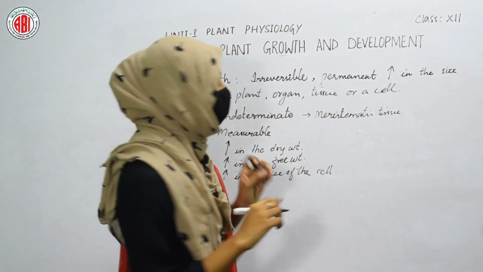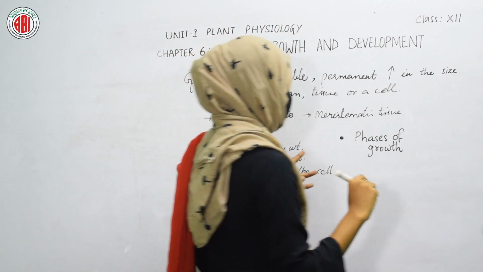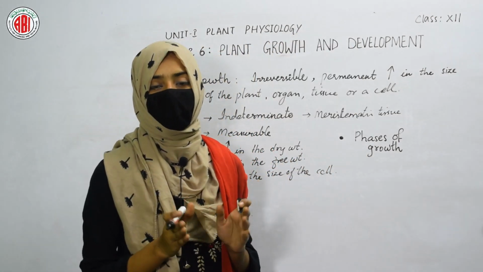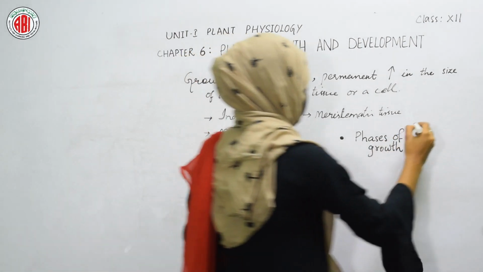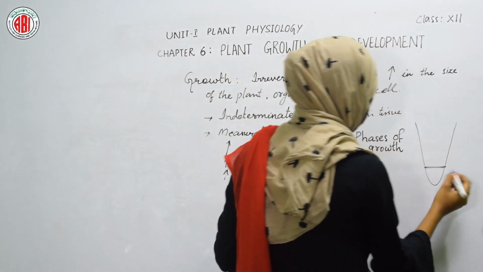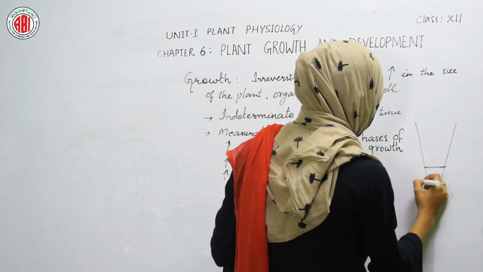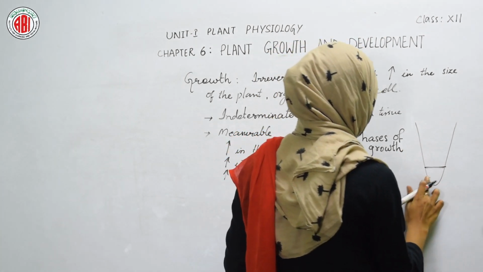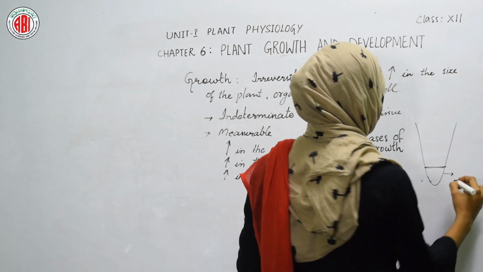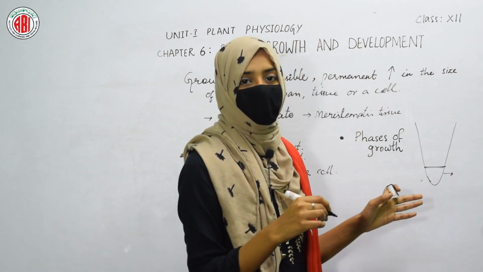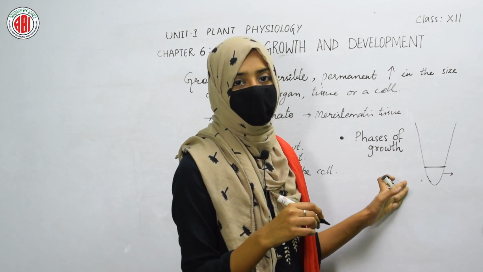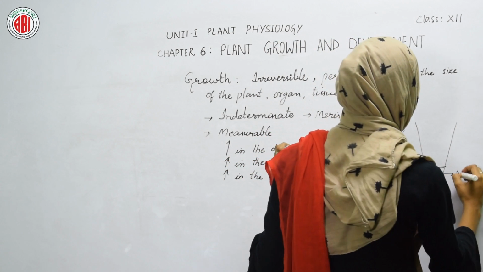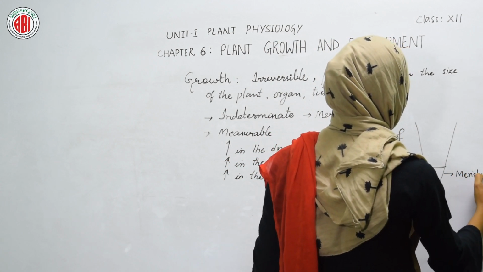Now let us study the phases of growth. Whenever we talk about the phases of growth, they are classified into 3 zones. This is the tip region of the plant. The tip region is made up of cells that are continuously dividing. We know that continuously dividing cells are called meristematic cells. As the meristematic cells are present at the tip position, this tip region is called the meristematic zone.